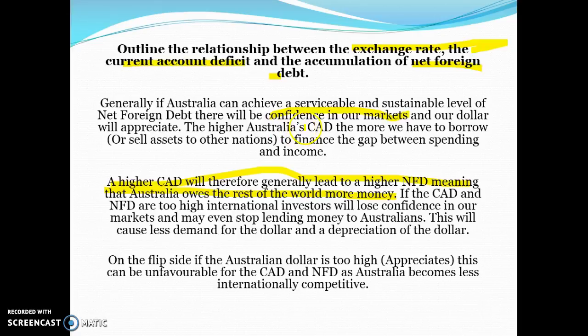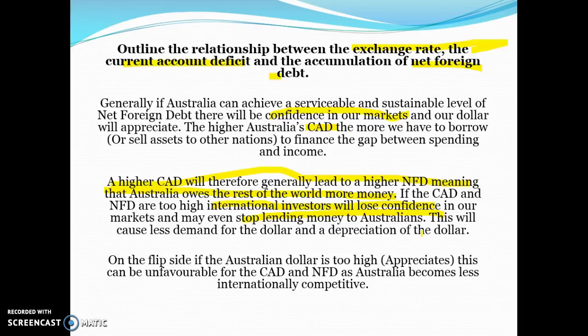So you will explain the relationship between the CAD and net foreign debt first. If the CAD and net foreign debt are too high, international investors will lose confidence in Australia and they'll stop lending money to Australians. So we have a big CAD, we have a large level of debt, so the rest of the world goes, no, we're not going to lend money to Australia anymore. And this causes less capital inflow and the dollar will depreciate. So you've got to be able to step out the relationship between all three.